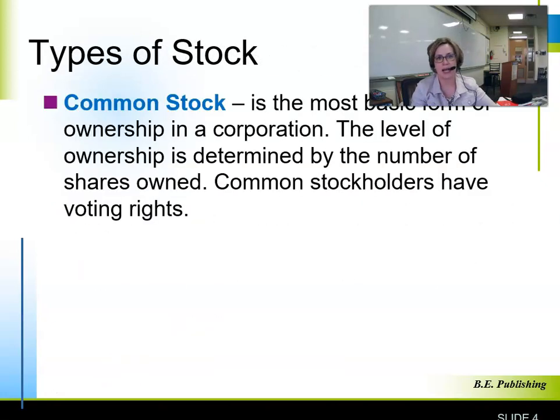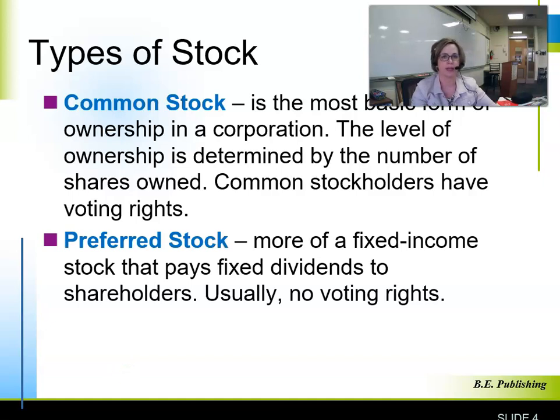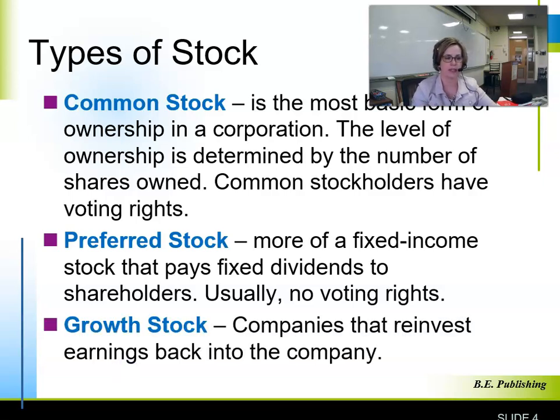A common stock is the most basic form of ownership in a corporation, and the ownership is determined by how many shares you own. Common stockholders usually receive voting rights. In contrast, preferred stock is more of a fixed income stock because it pays dividends, and I'll explain what dividends are in a minute. With preferred stock, usually you do not receive voting rights.